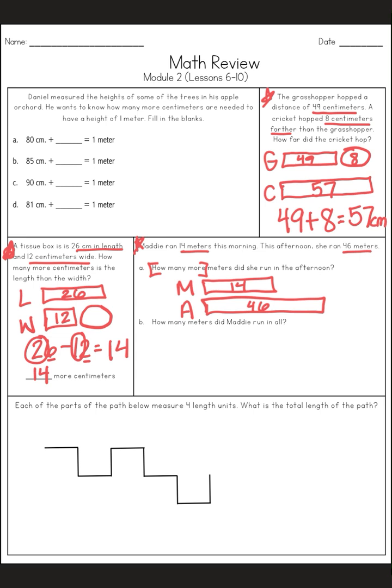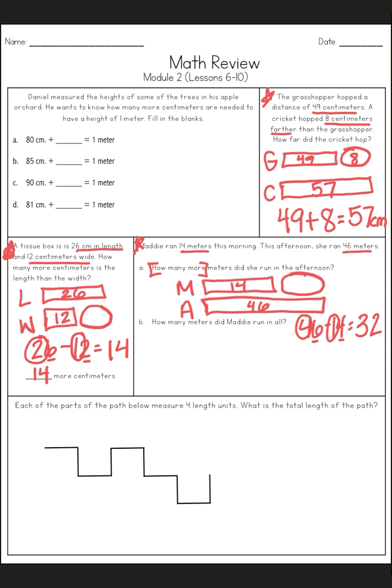I'm going to put 46 in the afternoon box. When it says how many more, I'm finding the difference. I'm finding this space right here. To find that space, I need to subtract. So I'm going to do 46 minus 14. I can use the same method I did on the tissue box. 6 ones minus 4 ones is 2 ones. 4 tens minus 1 ten is 3 tens. So my answer is 32. So she ran 32 more meters in the afternoon.